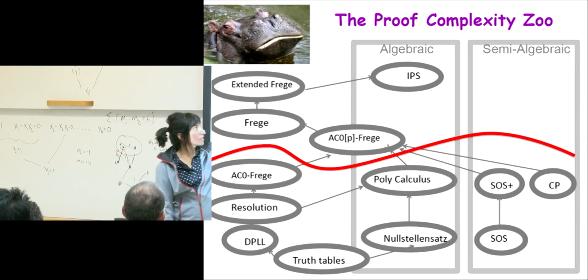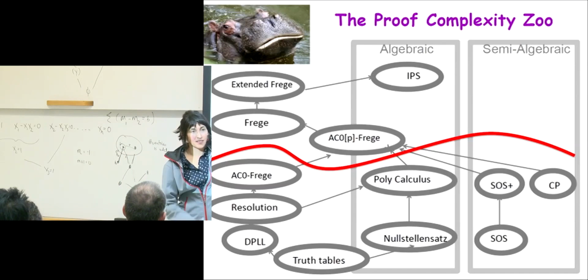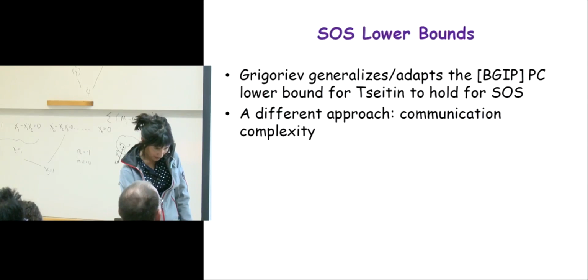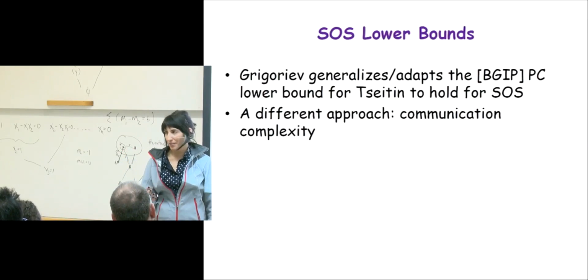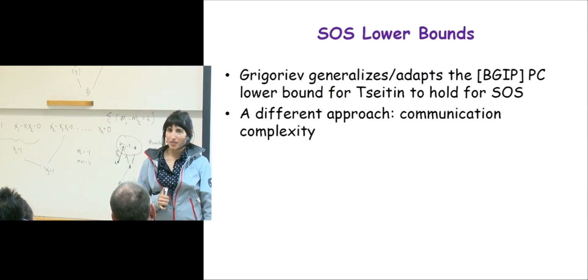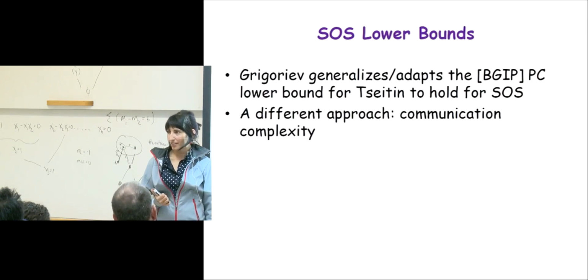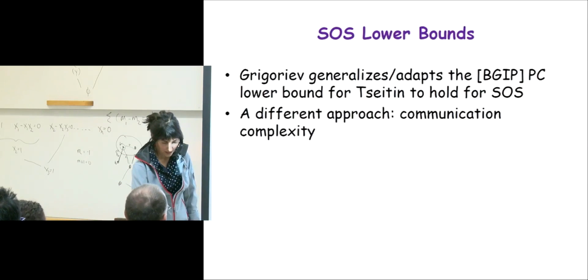Random SAT is a good candidate. Well, I'll tell you a little bit about that in a minute. I think I'm completely running out of time, so I'm going to skip this. There's another way to get SOS lower bounds that I wanted to get to, but we're out of time, so I'll skip it. But you can actually get very strong lower bounds for SOS using communication complexity. I'll skip that, though.